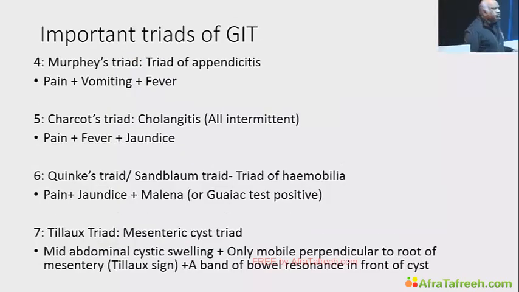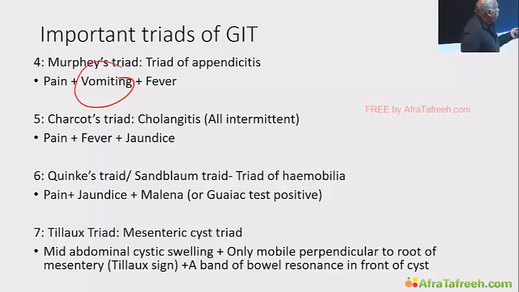Murphy's triad is a very basic triad of MBBS, appendicitis, pain. Here also vomiting should always be written after pain. Never say vomiting, then pain. First pain, then vomiting. This is a rule. Vomiting should follow pain. Vomiting should never precede pain in appendicitis. So first pain, then vomiting. Charcot's triad: pain, fever, jaundice.